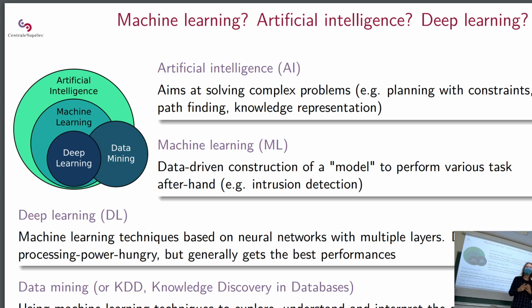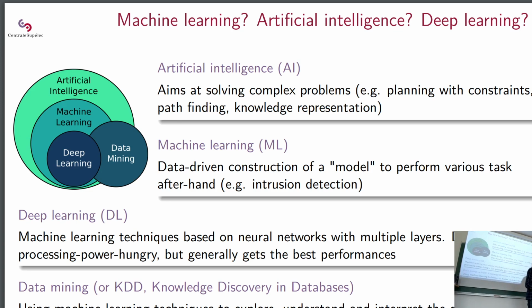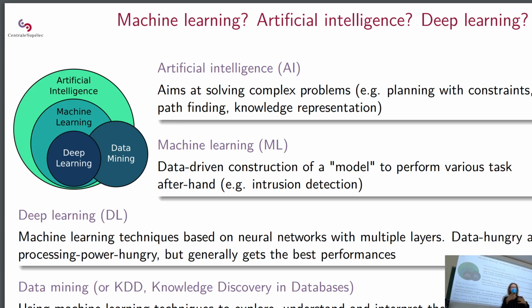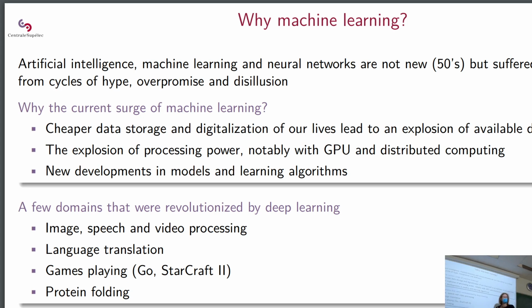Inside this domain, we have machine learning, and its goal is to use data to create a model that will do a task afterward. For example, a model that will do intrusion detection. Inside machine learning, we have deep learning. Deep learning is a set of machine learning techniques based on neural networks, a special kind of model with multiple layers. They can use a lot of data, they need a lot of processing power, but generally they get the best performances. That's why the three reasons I gave earlier are so important, because even though neural networks are not new, now we have the data, the processing power, and the theoretical advancements to use them to their full potential.